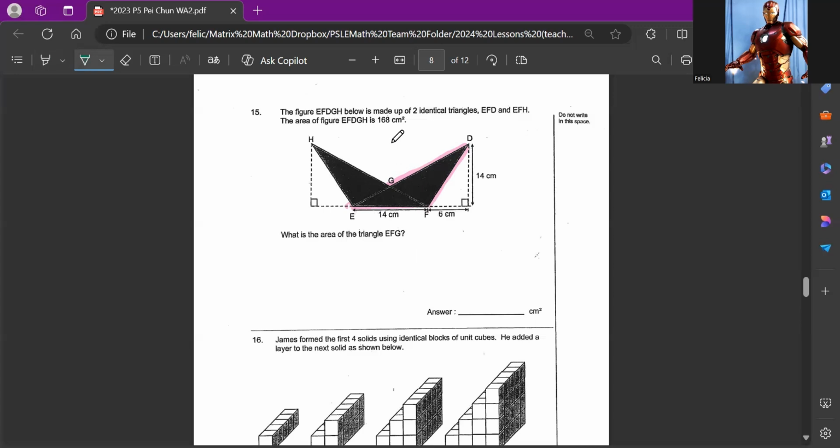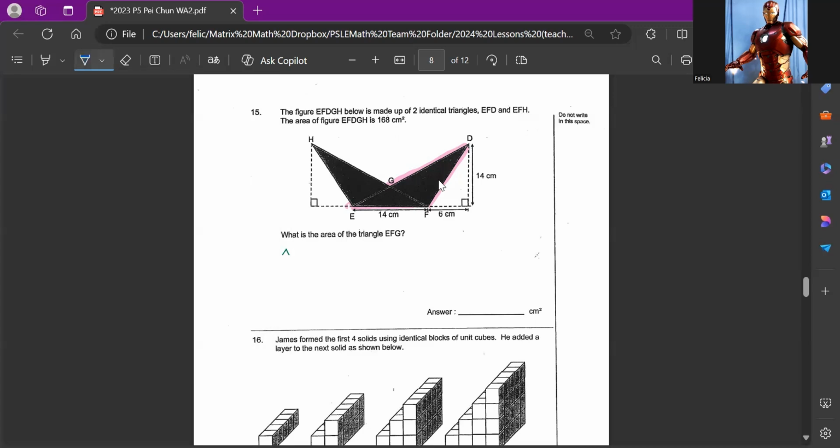Do not try to say 168 divided by 2, because you say two triangles is 168. Cannot do that because 168 is including the overlapping part. Things are inaccurate already because of that. So never ever do that. So you should work out the area of one triangle first as per what you observe.